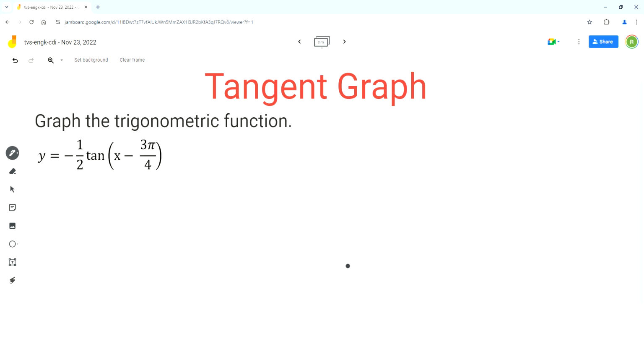So in this video, we'll solve this problem using the concepts of tangent graph. As per the problem, graph the trigonometric function and we are given this transformed tangent function. The first step is to write the general equation of a transformed tangent function.